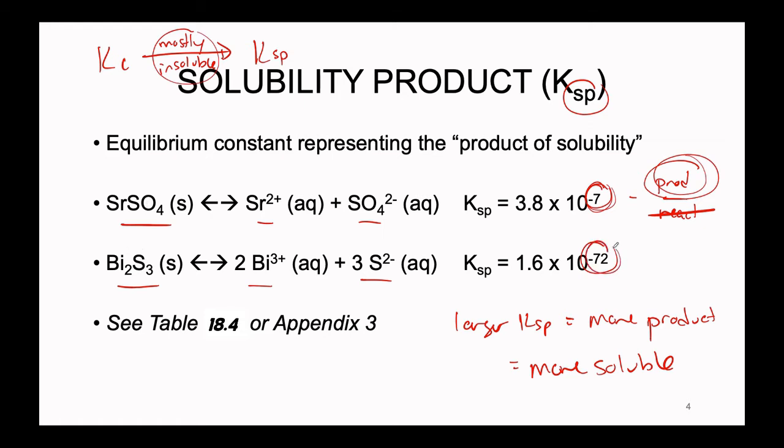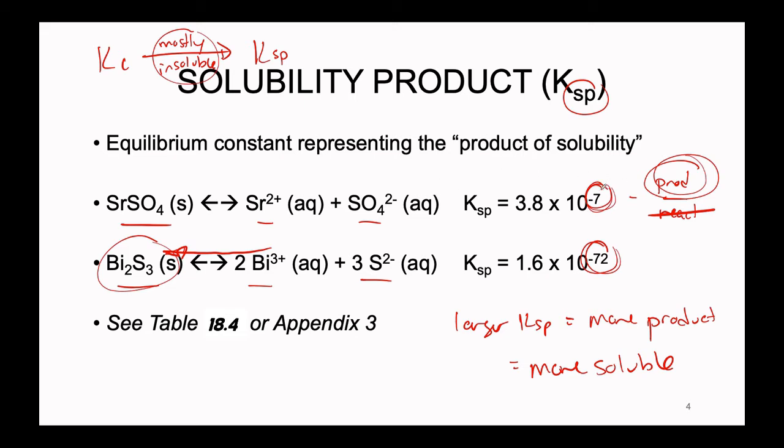In fact, this magnitude, this negative 72, or the 1.6 times 10 to the negative 72, is so incredibly small we would have like one ion in solution. Like one of the molecules would break apart, but we would have this very heavy reverse equilibrium balance where most of the bismuth sulfide is just going to remain as solid.